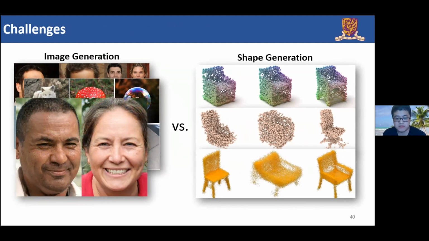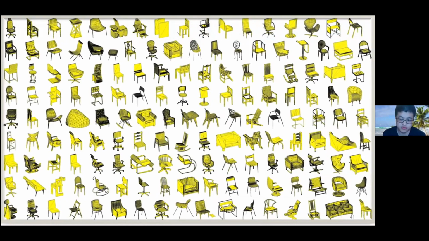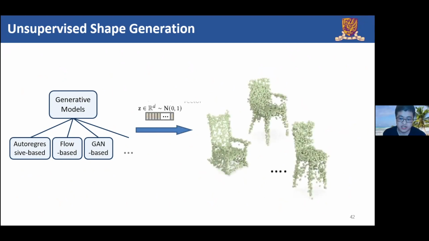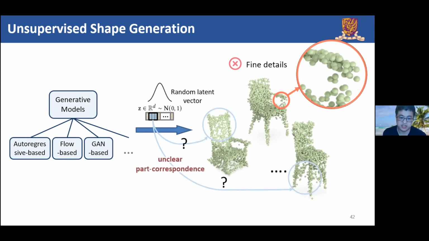Although we have achieved some progress in the 3D domain, 3D shape generation is still quite challenging due to the large shape variation and high complexity in 3D space. Existing generative models can be roughly divided into autoregressive based, flow based, and GAN based. All of them can synthesize different objects from a random latent vector. They often struggle with fine detail, and the generated objects tend to be noisy. It's also hard to find the correspondence between the input latent vector and the output parts. Therefore, current methods do not enable structure-wise controllability.